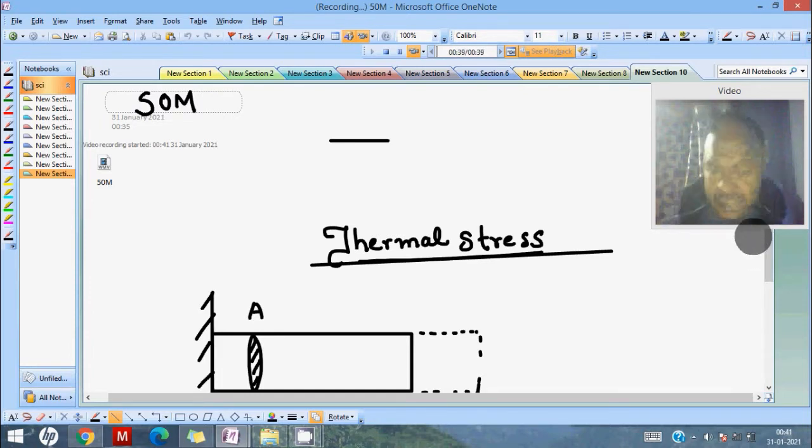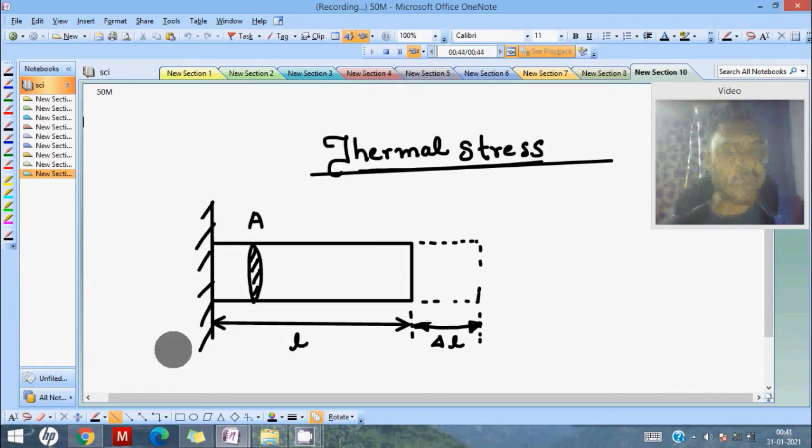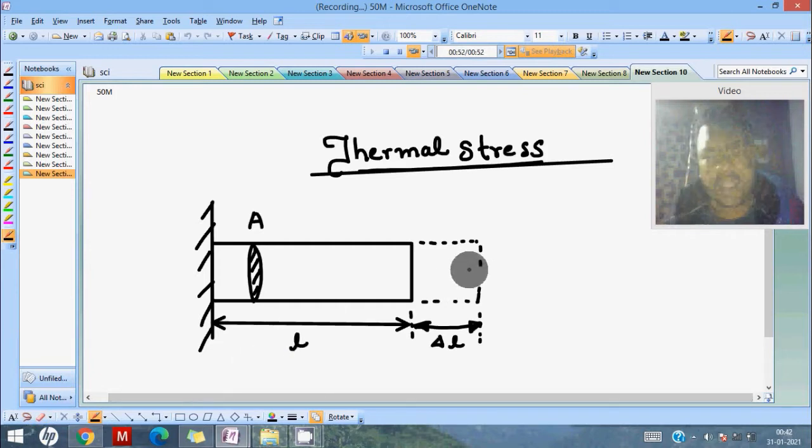Okay, so the topic we'll be dealing with today is thermal stress. We are taking a topic each and every day on SOM, that is, strength of materials. I'll also be coming up with other subjects, like design of machines, dynamics of machines, and manufacturing technology, because my master's trade is manufacturing technology. So what is meant by thermal stress?